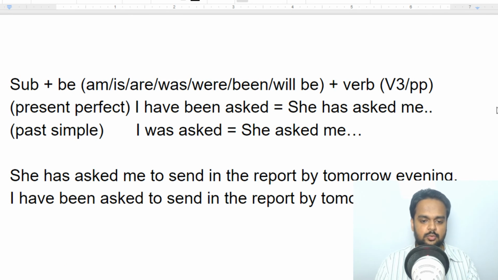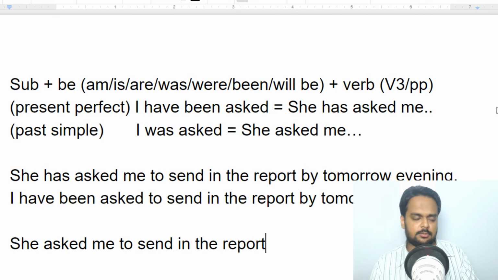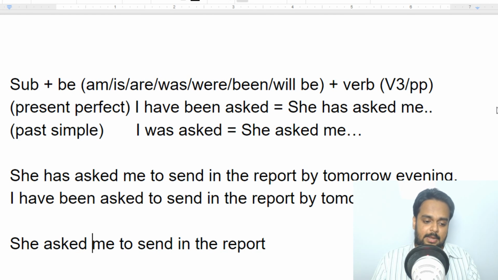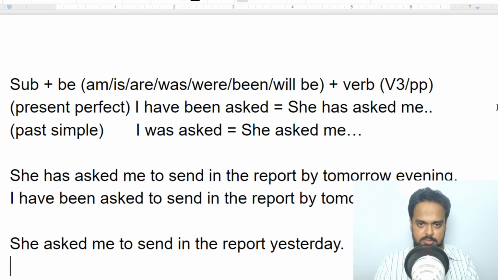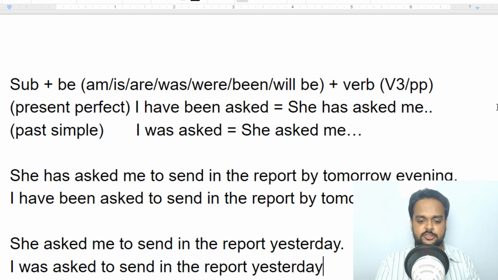Okay, the past simple sentence would be she asked me to send in the report. I'm going to change it a little bit. She asked me to send in the report. Now I'm going to say when she asked me. She asked me to send in the report yesterday. With the past simple tense, it's more common to mention the specific time at which something happened. Notice that here in the present perfect, in both the active and the passive voice sentence, we're not saying when she asked me. That's important. But here we can say I was asked to send in the report yesterday. That is the difference.